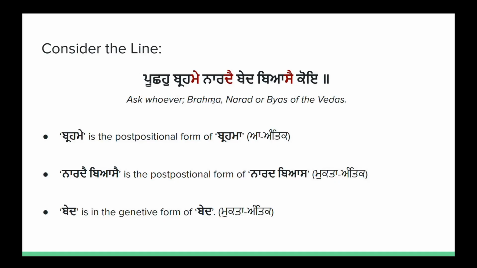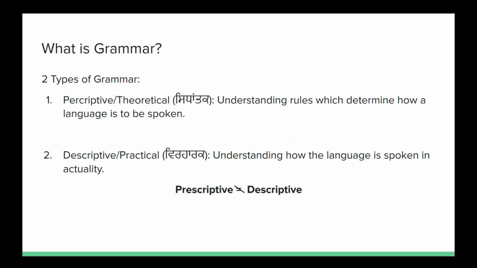Brahme nu, narada nu, vyasa nu. So saying Puchaho Brahme Narada, ask Koi, ask whoever. Brahme Narada Bed Vyasa. You can ask this towards Brahma, you can ask this towards Narad, or you can ask this to Vyas of the Vedas. Vedan Da Vyas. That Da is the genitive form. So you don't need to learn these things just yet, but this is just to give you a feel of what we're going to be dealing with.